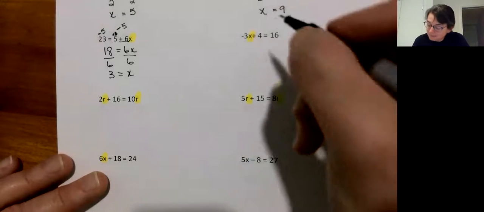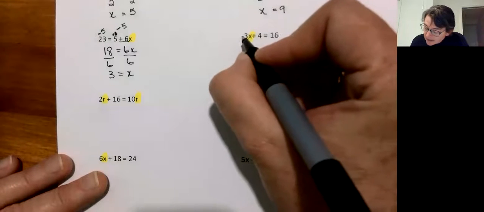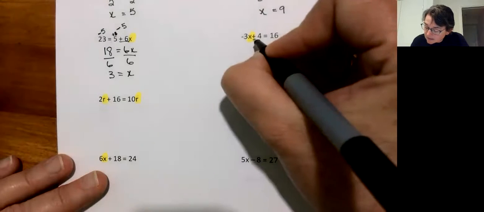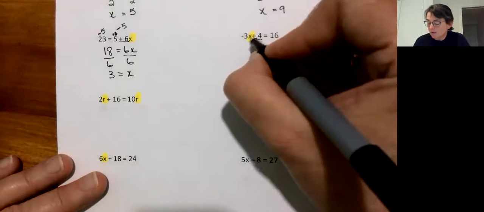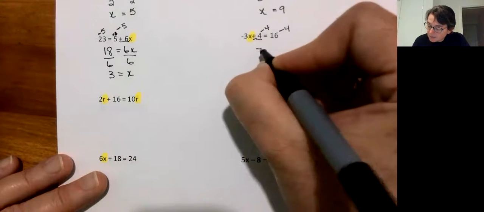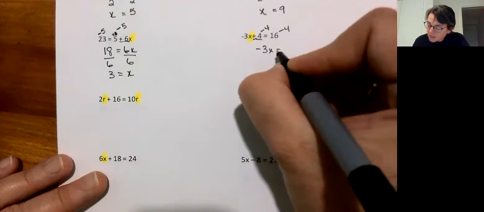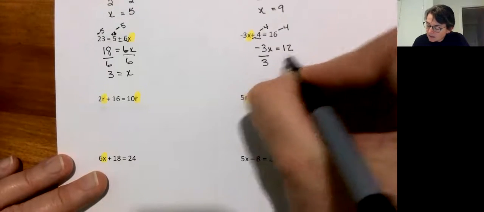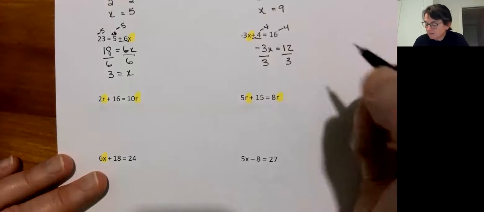Welcome back. All right, so we got negative 3x plus 4 is 16. So we're going to subtract. We need to get rid of this first, and then we'll worry about the negative 3. So minus 4, minus 4. Negative 3x is equal to 12. Divided by negative 3, divided by negative 3.